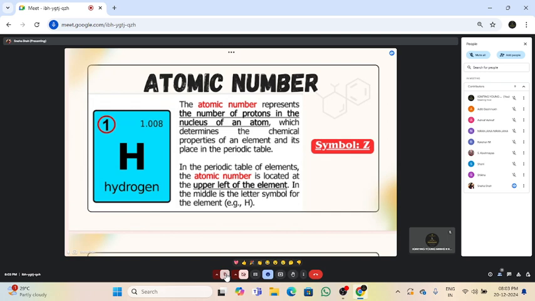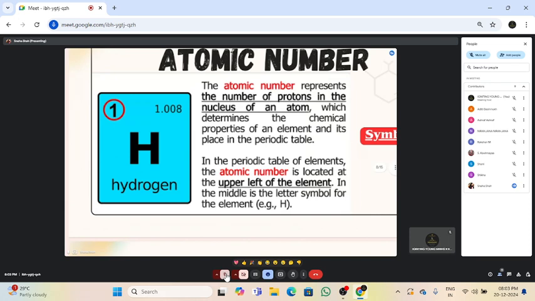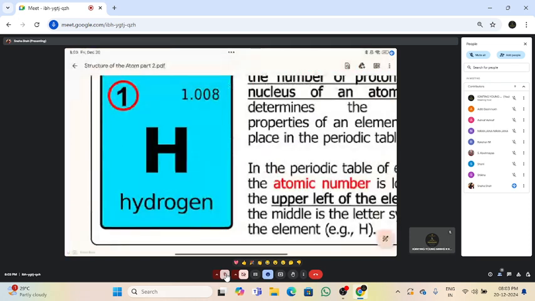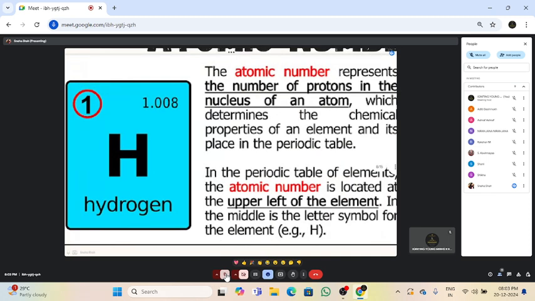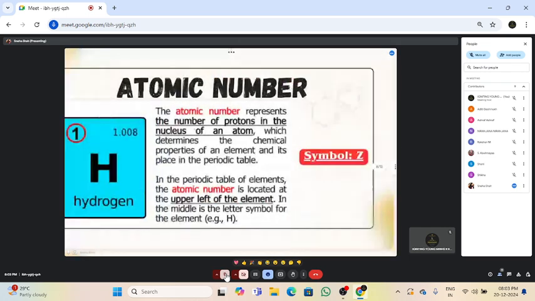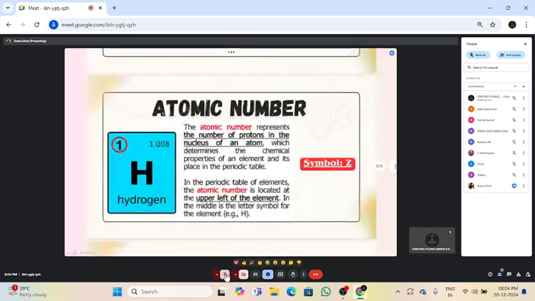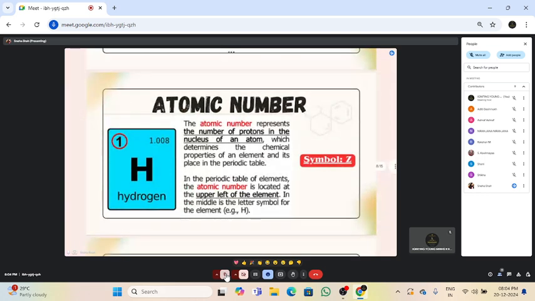This is how you represent the symbolic way of writing atomic number. Here 1 is the atomic number of hydrogen. You write the symbol, and on the lower left corner you write the atomic number of the element. The symbol for atomic number is Z, capital Z.